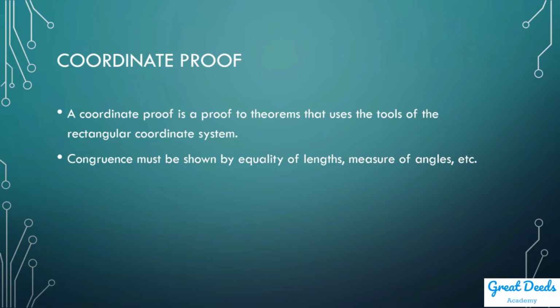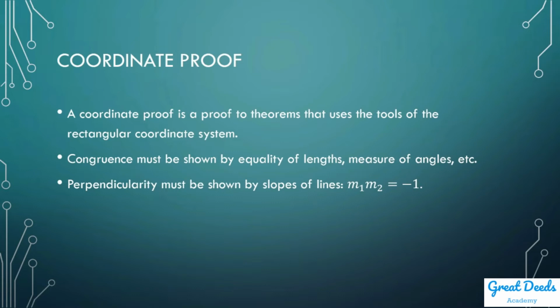But here in coordinate geometry, or using coordinate proof, we shall establish congruence by showing equality of lengths. Okay, so it's the length. So we have a tool to measure the length. That would be your distance formula, which I revealed to you is just the manifestation of the Pythagorean formula in the rectangular coordinate system.